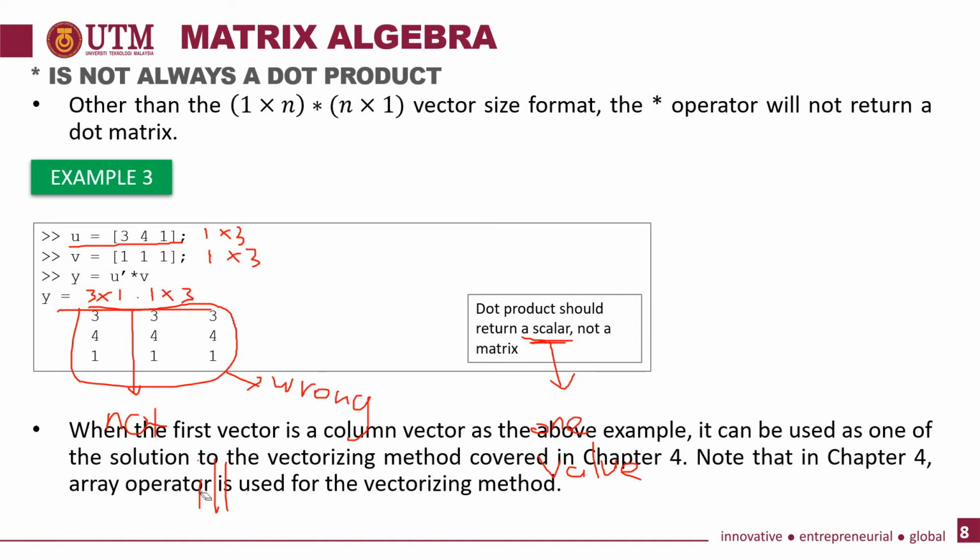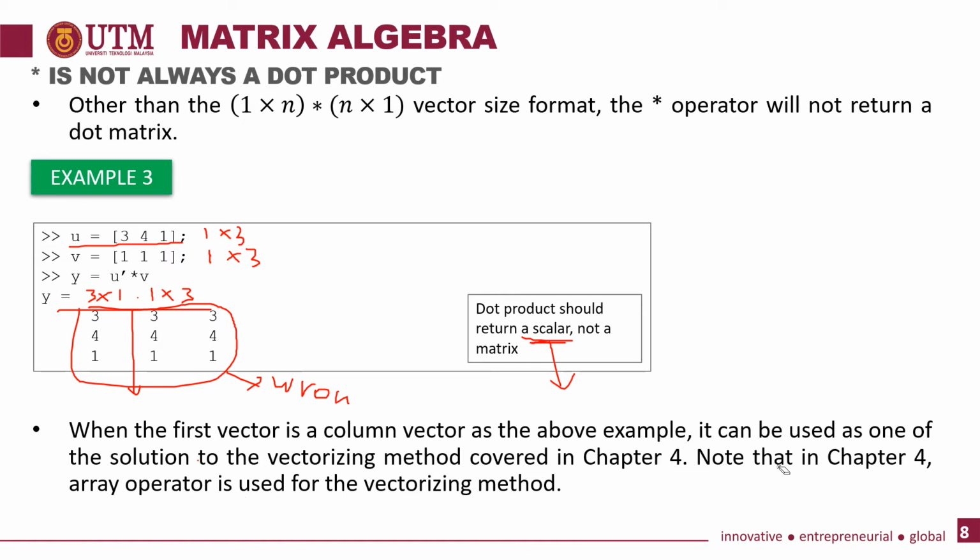When the first vector is a column vector, as in the above example, it can be used as one of the solutions to the vectorizing methods covered in chapter 4. So you can take a look back at chapter 4 on vectorizing.